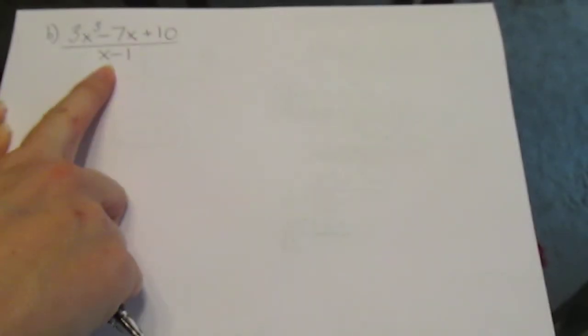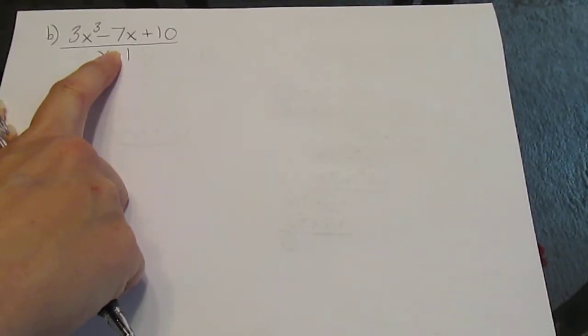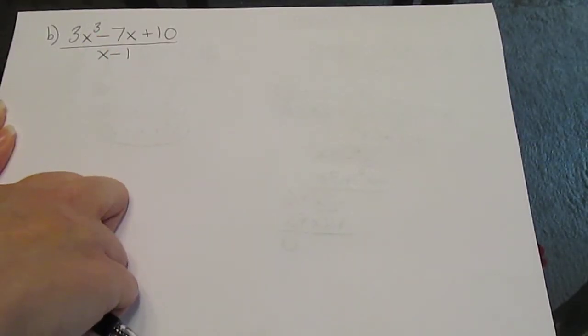I've got 3x cubed minus 7x plus 10 all over x minus 1. Okay, we can see right away that in this problem we are going to be allowed to use synthetic division. We've got a leading coefficient of 1 and we've got a degree of 1. But I do want to show you another example on long division, so I'm going to show you long division with this one as well.